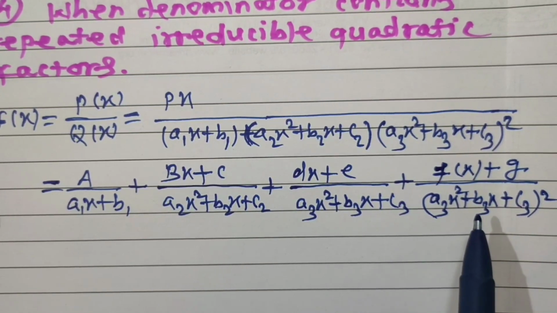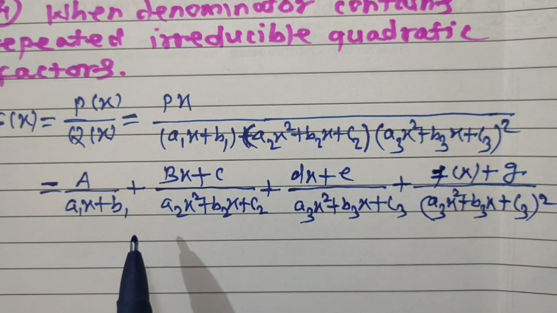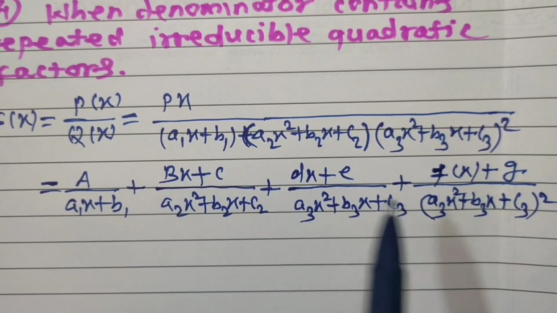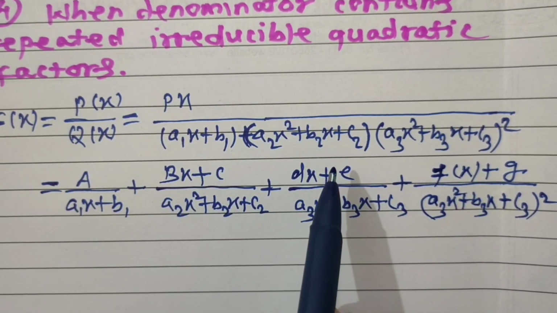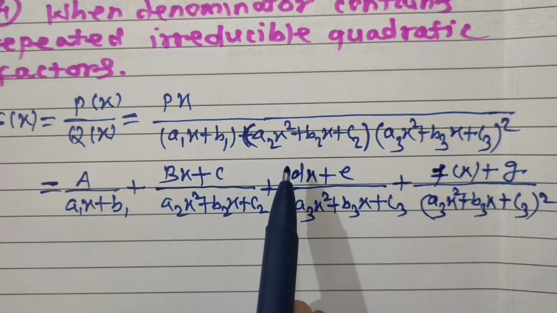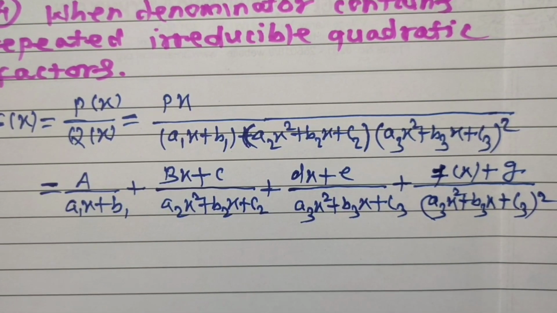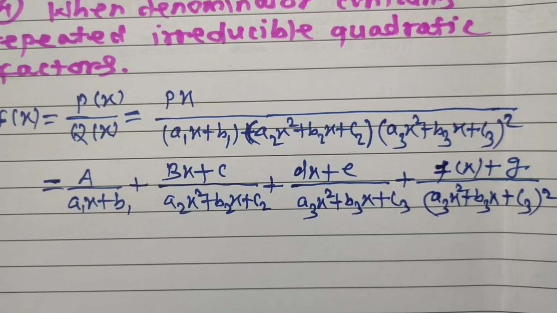And then only you can find its partial fractions. All these 4 cases we have considered for proper rational functions, and quadratic factors in denominator we are assuming irreducible quadratic factors. So these are 4 cases to find partial fractions of given rational function.